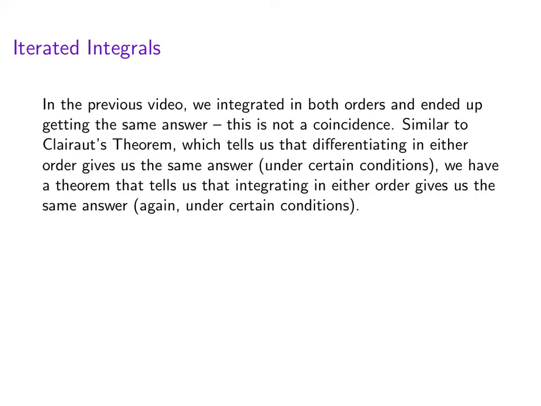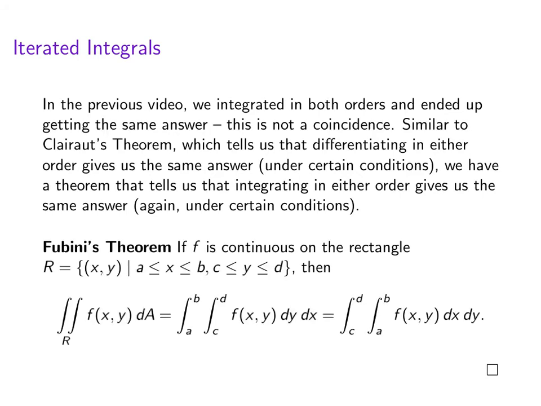Now we have a theorem that tells us that integrating in either order will give us the same answer, again, under certain conditions. The theorem in question is called Fubini's theorem, and it says that if you have a continuous function on a rectangle, then if you want to do a double integral over that rectangle, you may compute the iterated integral in either order, and it doesn't matter, you'll get the same answer.